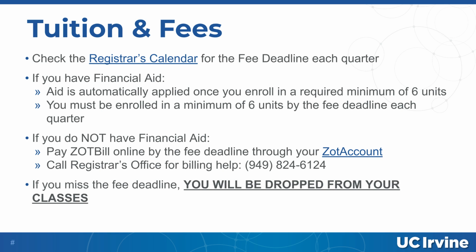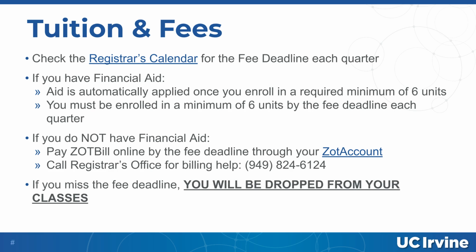Finally, we will go over tuition and fees and what you need to know to avoid any disruptions to your enrollment. For information on fee deadlines and other important dates each quarter, please refer to the registrar's calendar. If you receive financial aid, it will be automatically applied to your account once you are enrolled in a minimum of 6 units. You must be enrolled in at least 6 units by the fee deadline each quarter in order for your financial aid to be processed.